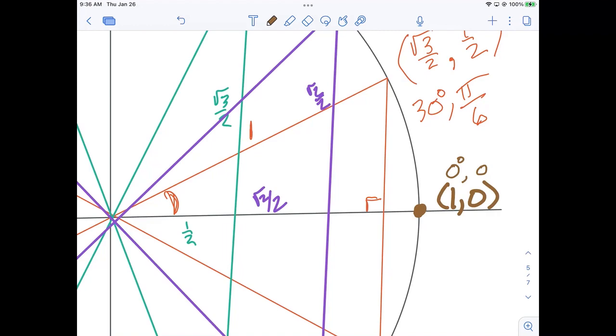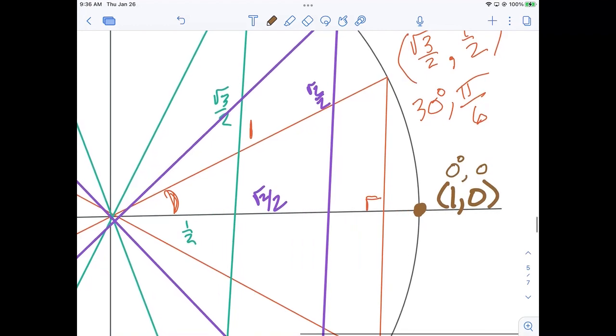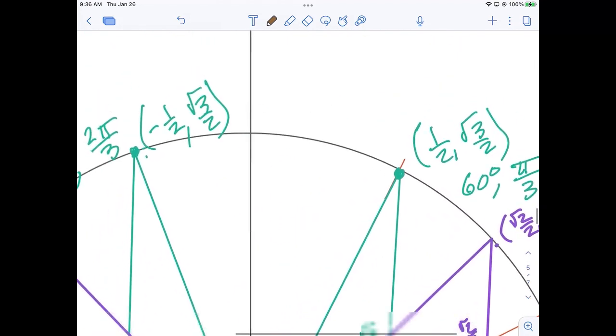We're not going to quiz tomorrow. Don't worry about it. This is also 360 degrees and 2 pi radians. I'm just going to go ahead and finish up here. The quadrantal angles, here's another one up here. This is the point 0, 1, and this is 90 degrees and pi halves radians.